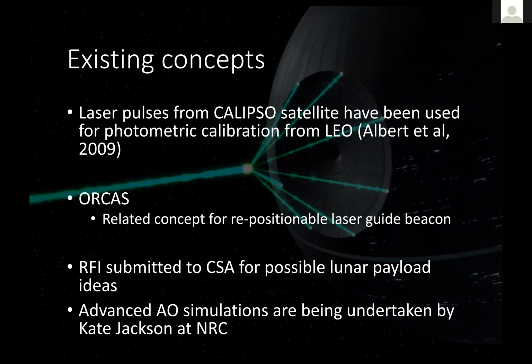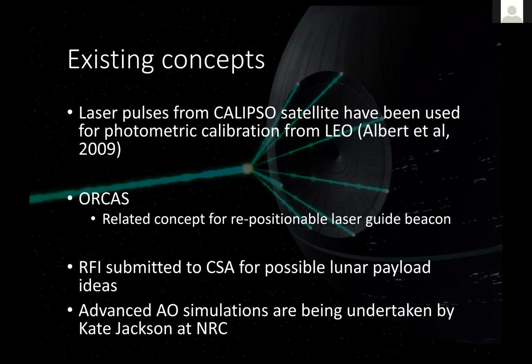So we've submitted a pre-proposal to CSA for a possible lunar payload to sort of piggyback on the contribution to the Artemis mission. And Kate Jackson, postdoc at NRC, is undertaking some more advanced AO simulations to see what the new limits would be once you take away the brightness of the star as the limit for an AO system.